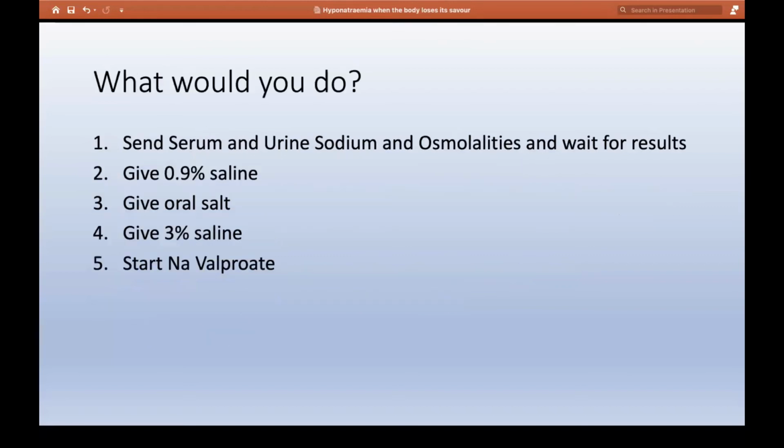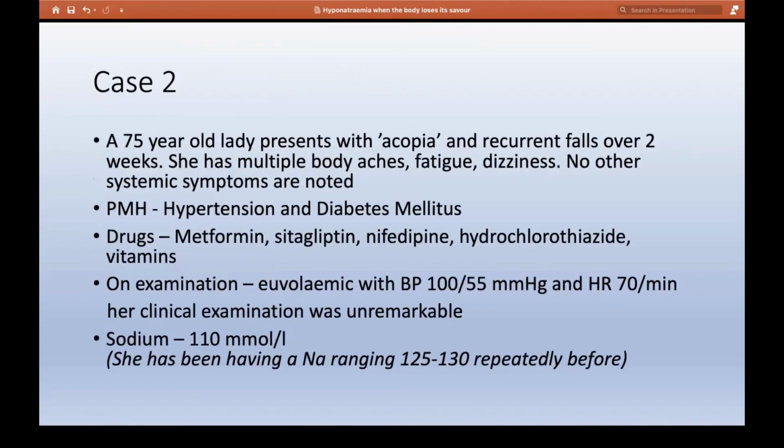What can you give? Is it normal saline? Is it oral salt, waiting for the reports to come? Or are you going to start on a Vaptan? What you need to do is to give 3% saline and correct this patient's symptoms as soon as possible. Case 2, you have a 75-year-old lady. These are people that come to you more frequently. Unable to cope, having recurrent falls, multiple body aches and pains, everywhere.